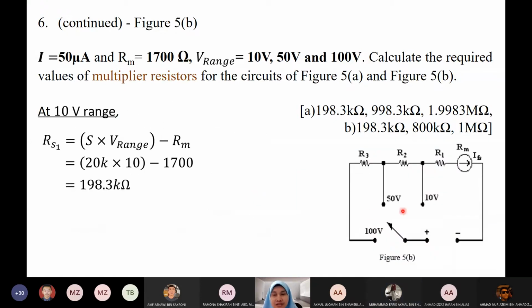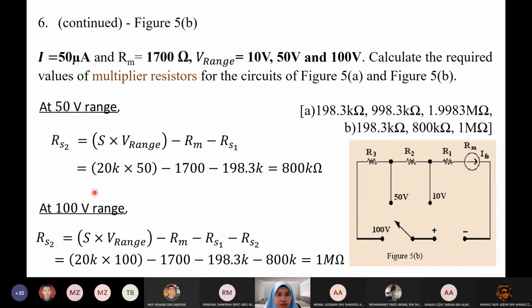Okay, this is the next figure, figure B. We start with the lowest range, because at 10 volt, we have R1 and Rm. At 50 volt, we have R2, R1, Rm. At 100 volt, we have R3, R2, R1, and Rm. Okay, so we have calculated S. So we proceed to RS1 or R1 here, which is equal to 20K multiplied with 10 minus 1.7K.